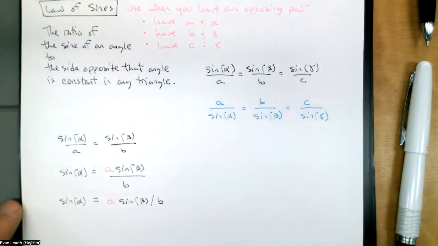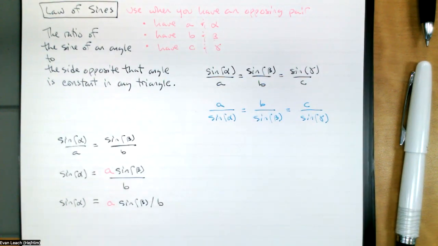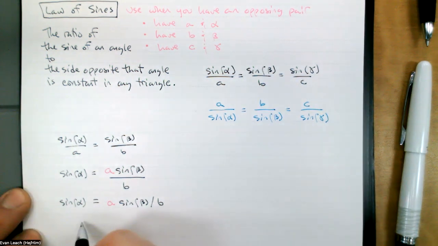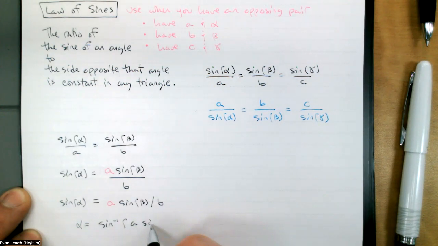Here's what it would look like in single line syntax. To get alpha itself, we would do the sine inverse of all this stuff. So we would type alpha is equal to sine inverse of open parentheses A sine beta, close parentheses, divided by B, close parentheses.